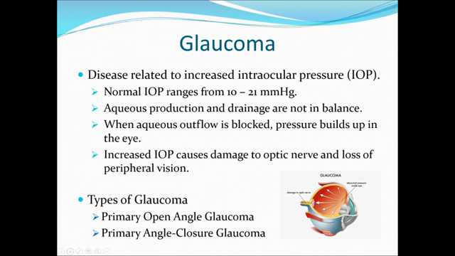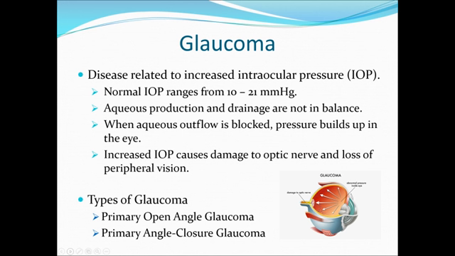Looking at glaucoma. Okay, glaucoma is a disease related to intraocular pressure. So if you remember before, I said that normal intraocular pressure is 10 to 21 millimeters of mercury. And it all has to do with the production and drainage of the aqueous humor, aqueous fluid. Okay, so what happens here is it's not in balance. Usually the outflow is blocked, which builds up the pressure in the eye. And that increased pressure damages the optic nerve. And what happens is the patient progressively loses peripheral vision.